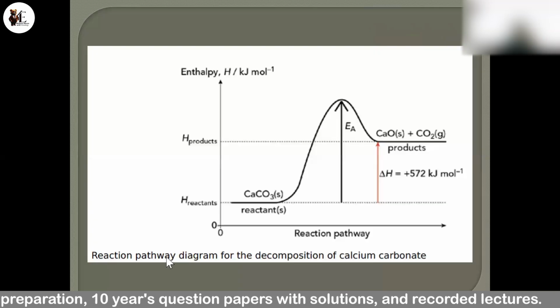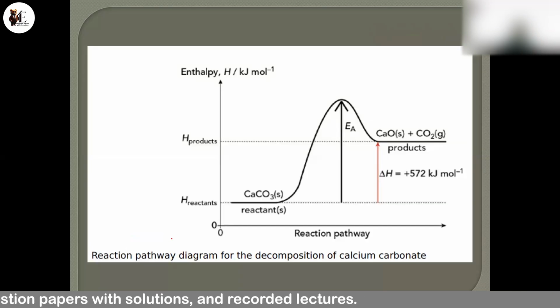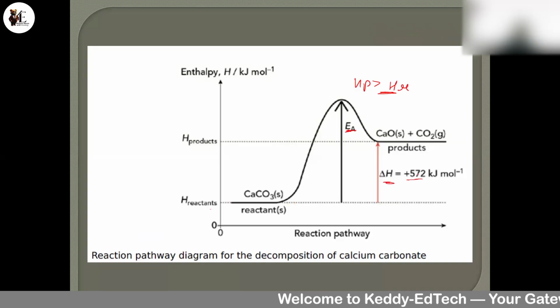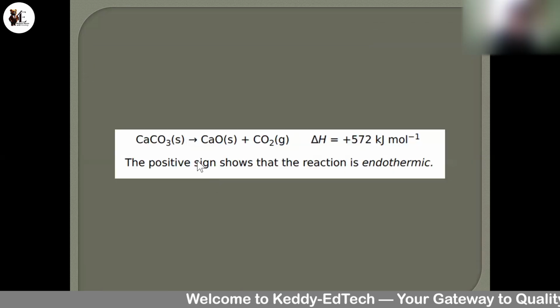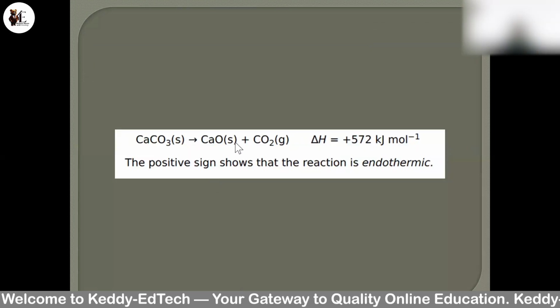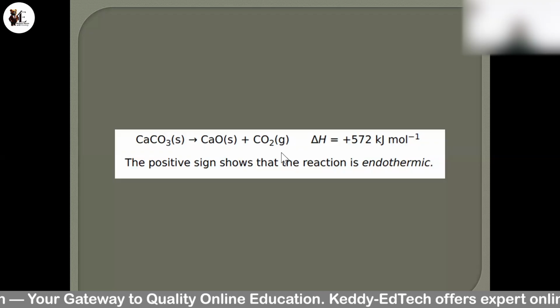Draw the enthalpy profile diagram for an endothermic reaction. For the decomposition of calcium carbonate, this is an endothermic reaction. Here you can see that enthalpy of products is greater than enthalpy of reactant. And the activation energy is also larger in this case. This is the activation energy, and this is delta H, whose value is positive. Okay, so this reaction is the decomposition of calcium carbonate to calcium oxide plus carbon dioxide. The enthalpy change is positive, that means the reaction is endothermic.